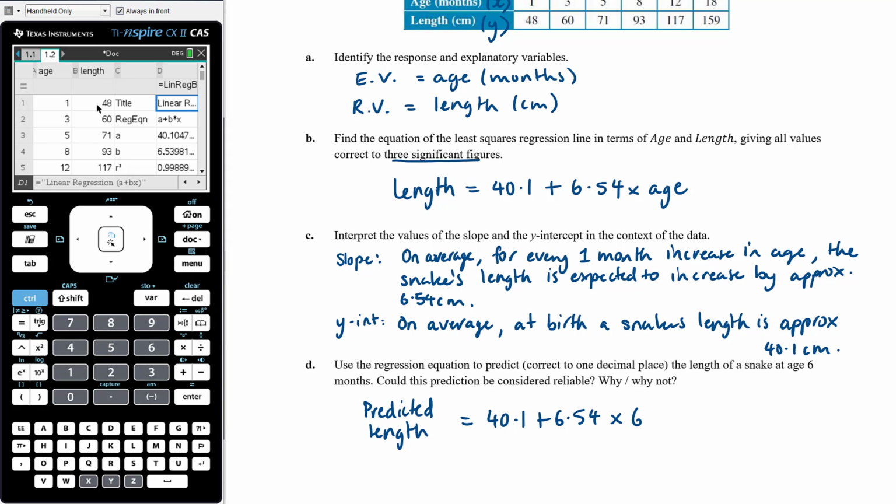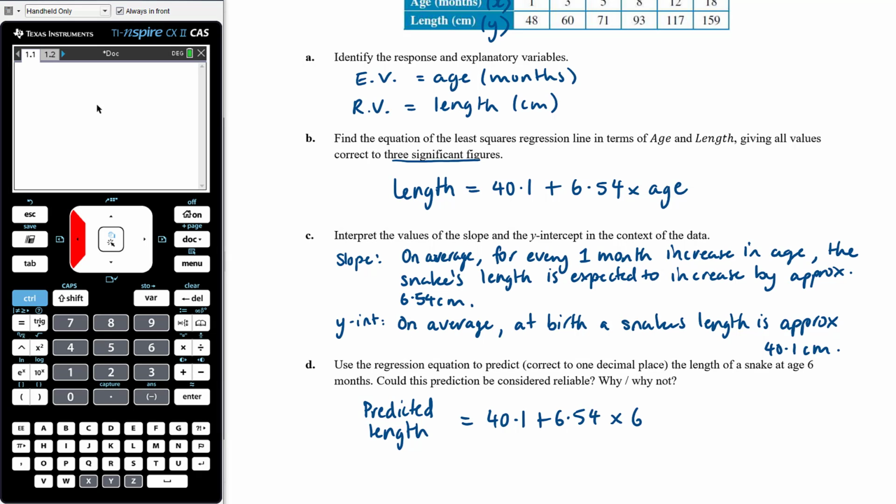Okay, so I'm going to need a calculator page. So if you haven't already got one, Control I to insert a calculator page. My page 1 in this document is a calculator page, so I'm going to press Control left to tab across to that, and I'm going to do 40.1 plus 6.54 times 6. Okay, so predicted length is approximately 79.34 centimeters after 6 months.